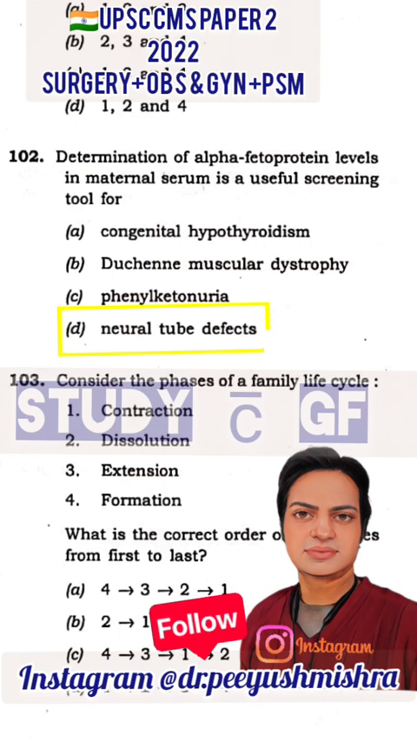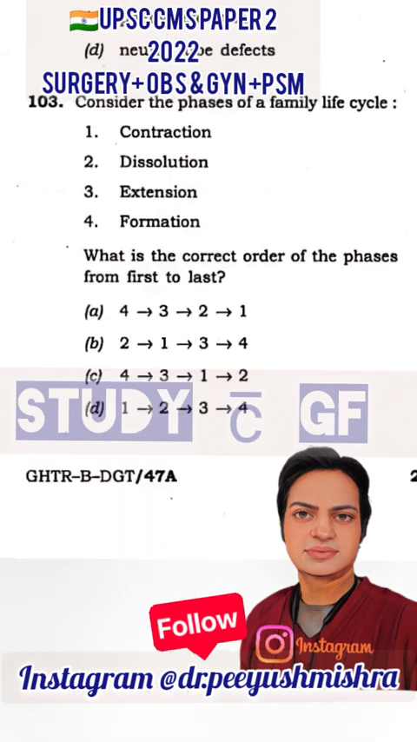Determination of alpha fetoprotein levels in maternal serum is a useful screening tool for neural tube defects. Consider the phases of a family life cycle. Correct order of the phases, first to last: formation, extension, contraction, dissolution.